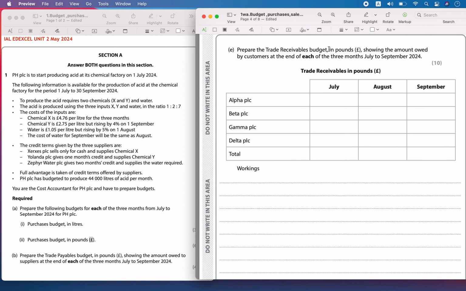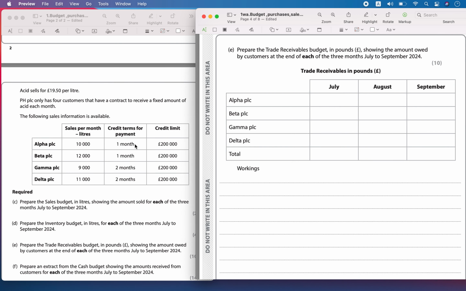Then the next one is to prepare the trade receivable budget in pounds showing the amount owed by customers at the end of each of the 3 months, July to September 2024. These customers have been given some credit terms of payment, and there is also a credit limit. Beyond that they have to pay cash. Only this much is the maximum credit limit they have been offered, and there is also a credit term for payment. So let's look at the trade receivables book. How does it look? I'm offering some credit terms for payment for Alpha PLC. Let's calculate.